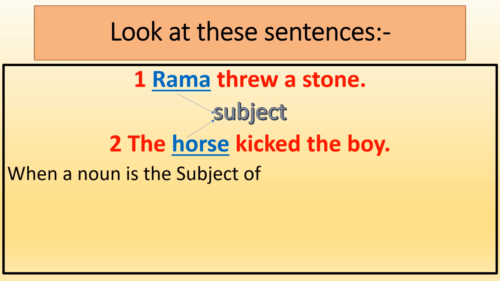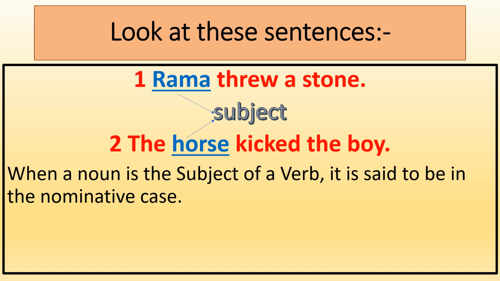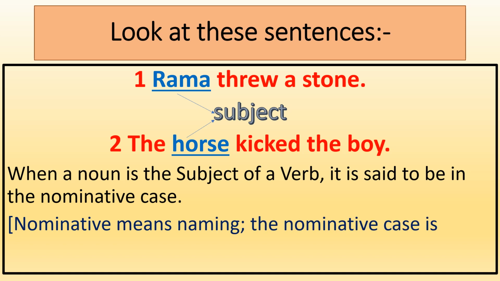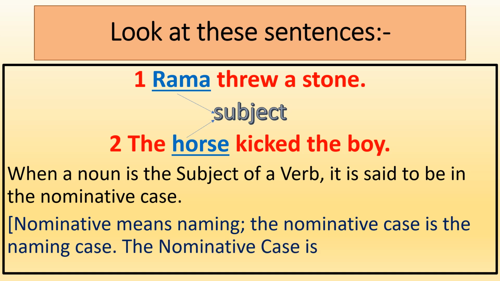When a noun is the subject of a verb, it is said to be in the nominative case. So, the noun Ram in sentence 1 and the noun horse in sentence 2 are the nominative case. Nominative means naming. Nominative case is the naming case. Nominative case is the case of the subject. Subject means doer, performer of the action.